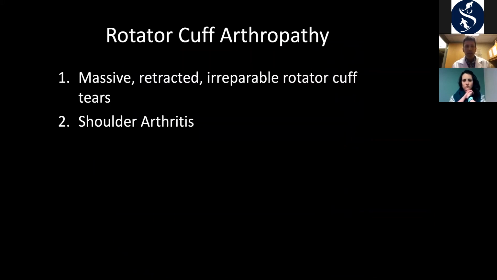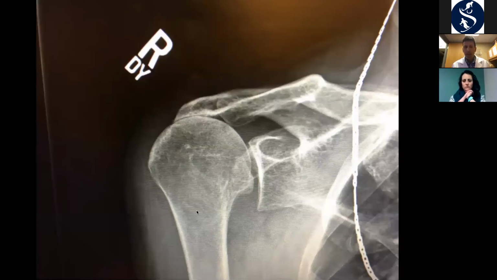So the last problem to discuss is, what do you do with a patient who has a massive retracted irreparable rotator cuff tear and they have severe arthritis in the shoulder? So maybe they have some bone-on-bone contact between the ball and the socket. This is a typical x-ray of that finding.